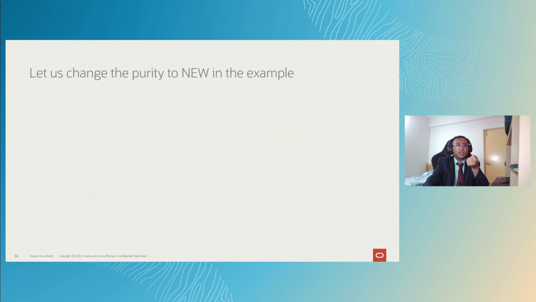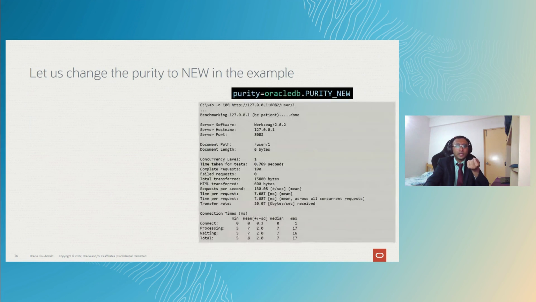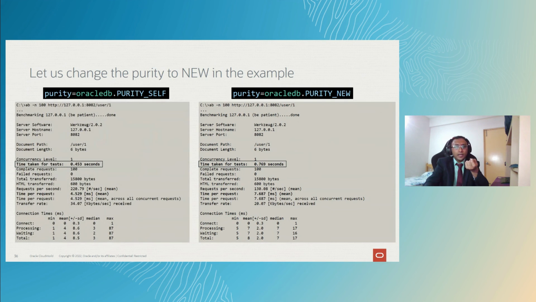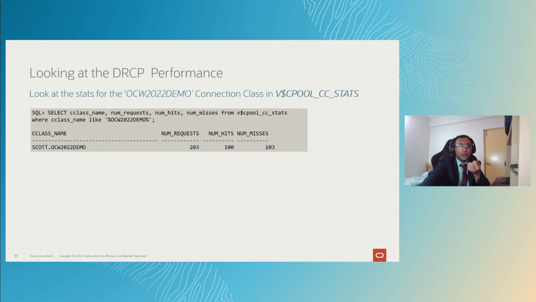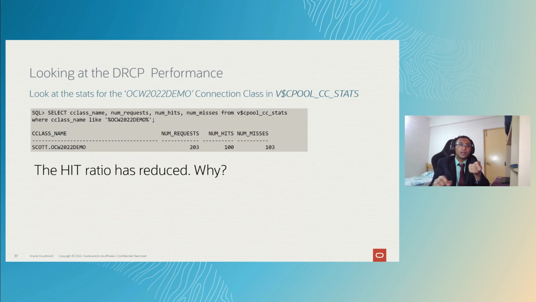Now, if I want to change the purity to new for some reason, you will see the difference. You will see that the time taken is more. It's 0.769 seconds. And also if you look at the $C pool underscore CC stats view, dynamic view, the number of misses have increased and the number of hits have decreased, or it has remained almost the same. Basically, the hit ratio has reduced.